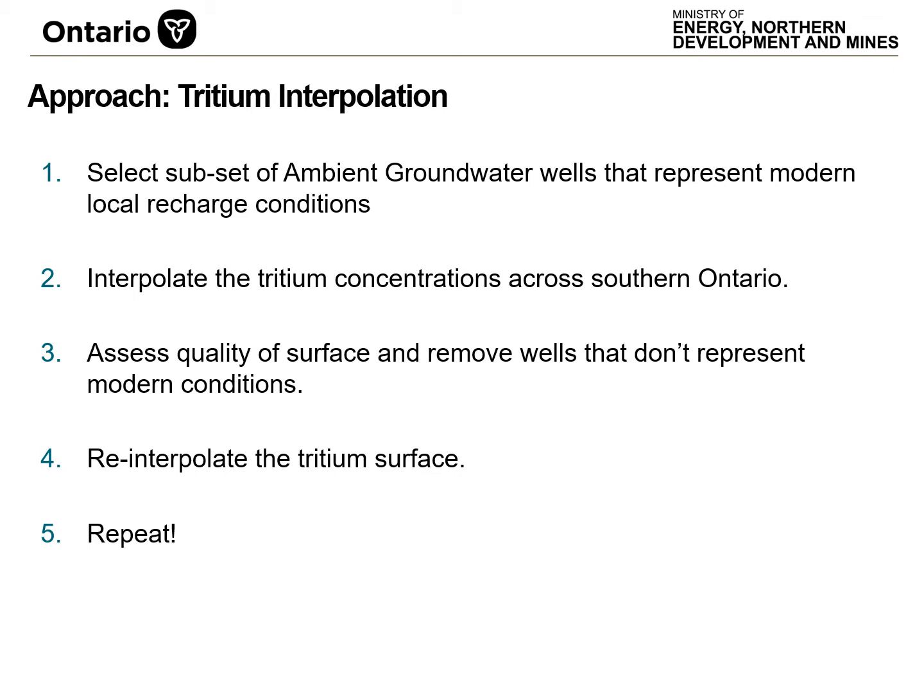So our approach was to select a subset of wells from the OGS ambient groundwater dataset that represents shallow modern groundwater conditions, use those samples and interpolate the tritium concentrations across Southern Ontario, assess the quality of the interpolations and make adjustments, and then repeat this until we arrive at a reliable version of the interpolation.